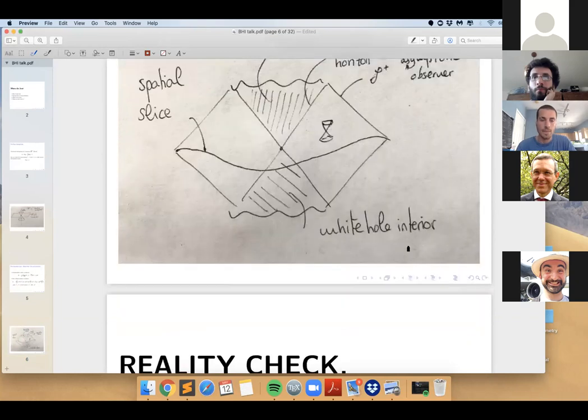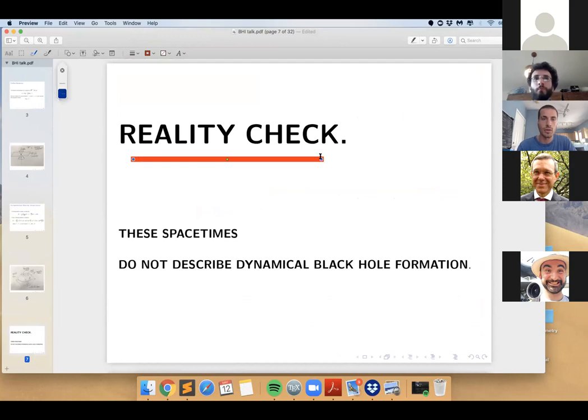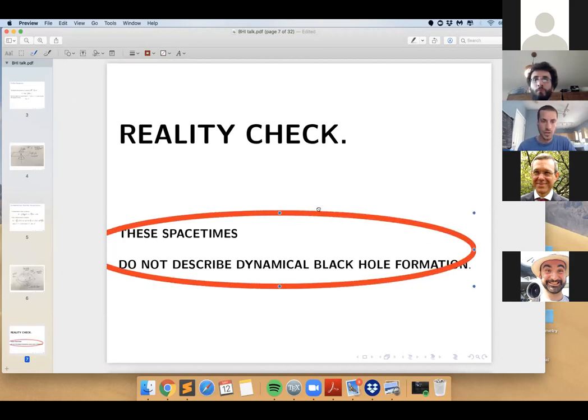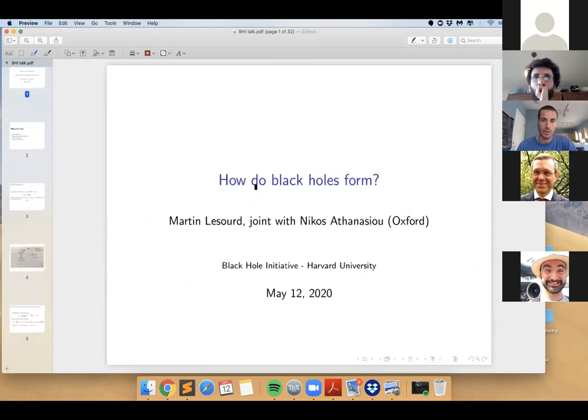Now, I'm afraid you're in for a reality check. I believe you all probably knew this already, but here it is. These space-times do not describe dynamical black hole formation. They just don't. They're black holes that were always there in the space-time. And the point of this talk, right, we'll go back to it, how do black holes form, will give a description of how we can actually make a black hole dynamically.